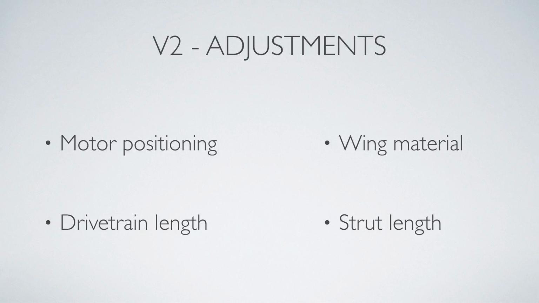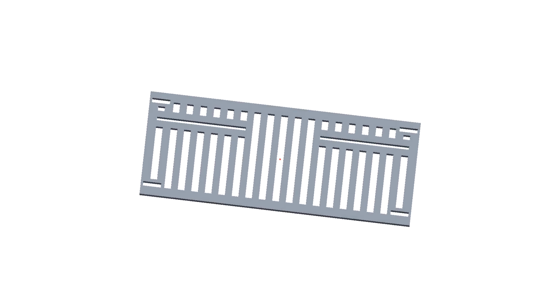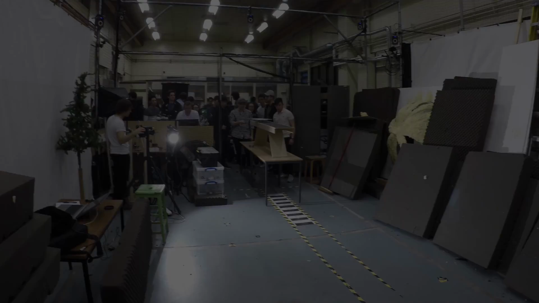The initial positioning of the motor was not optimal, and we also realized a longer drivetrain would result in better stability, which is why we changed the layout. We used a foam wing instead of a false band one, and also increased the height of the struts to allow for clearance for bigger gears.